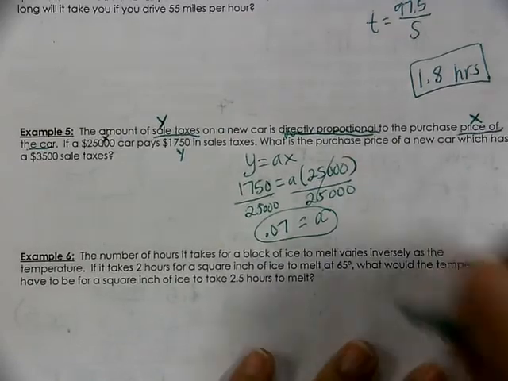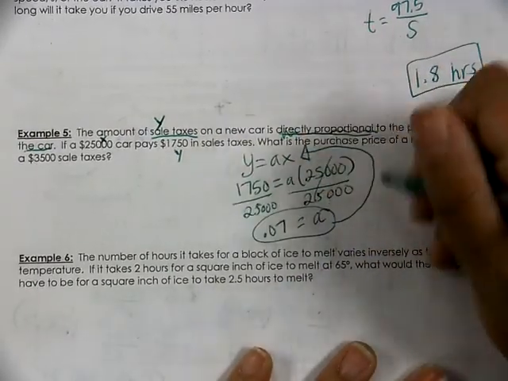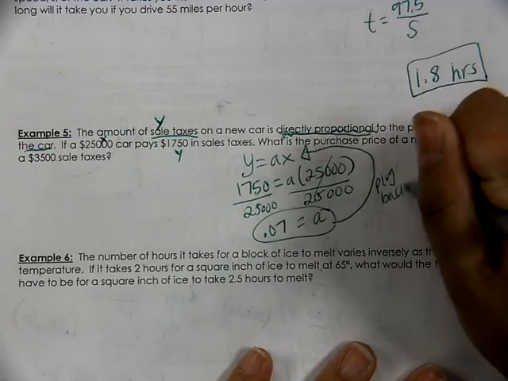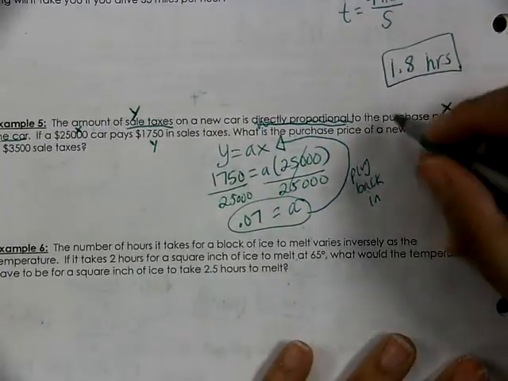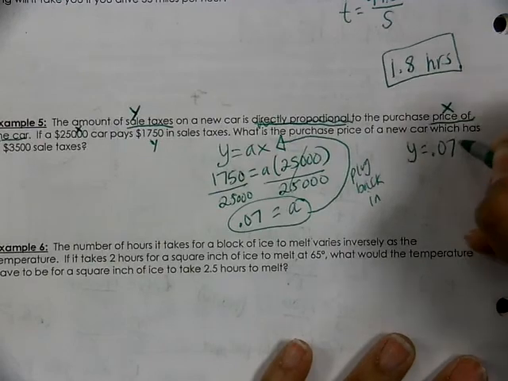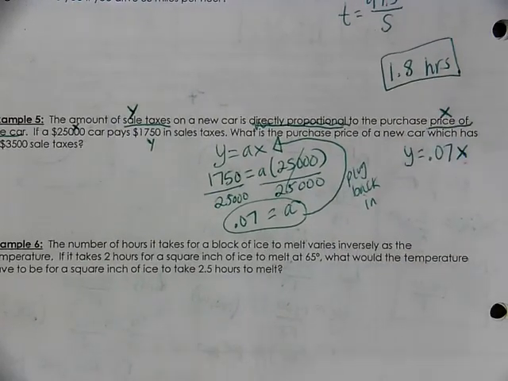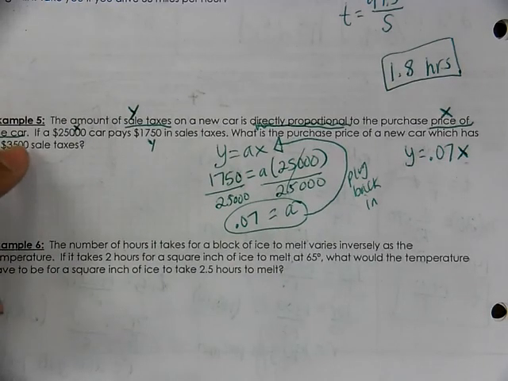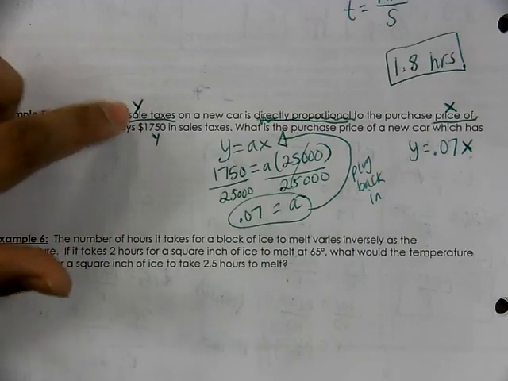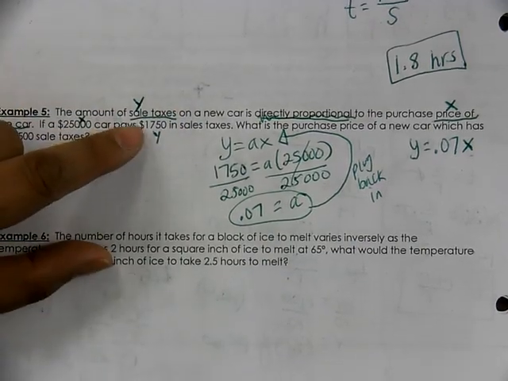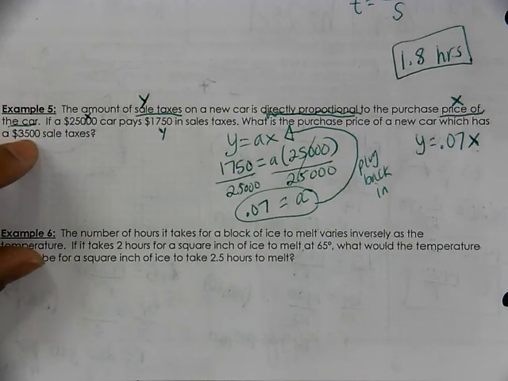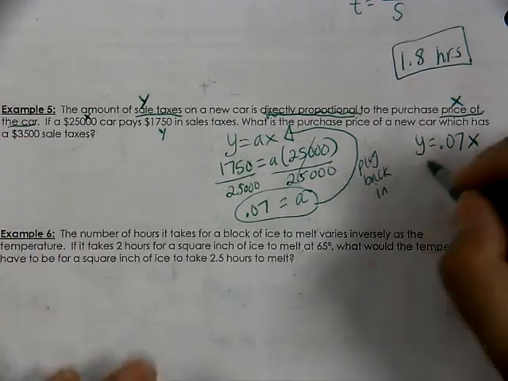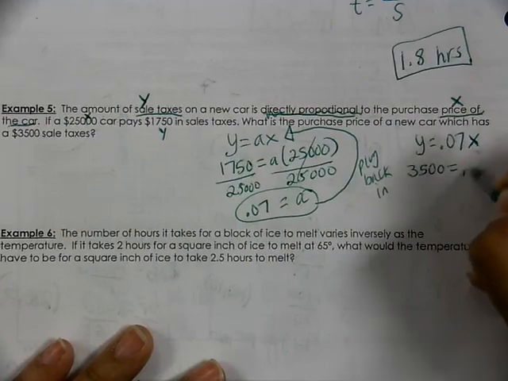But remember, don't stop until you've substituted it back in. So plug back in. So really my equation here is y equals 0.07x. Okay, now I'm ready for the second part of the question, which says, what's the purchase price of a new car which has $3,500 in sales tax? So sales tax, remember, was y. That's why I want to label everything when I read through it. If y is sales tax and I'm substituting that $3,500, it has to be in for y. So really, this is the equation I'm looking at.